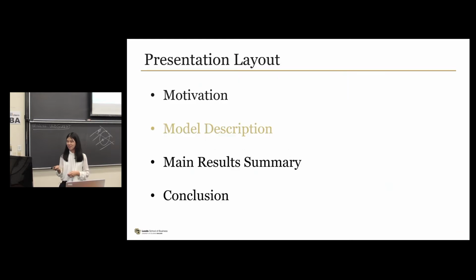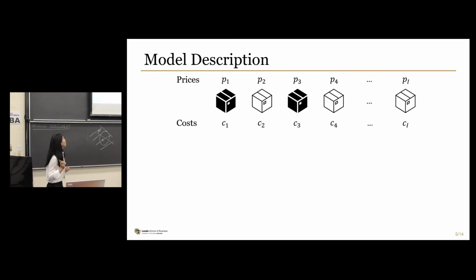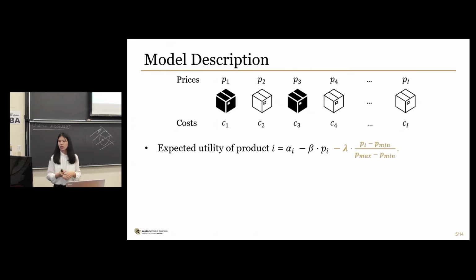Let me continue the model description. In our model, we consider several products, several items, and then we can get the expression of the expected utility of product i. Here alpha i is the intrinsic value, the negative beta times p i measures the price effect, and the third part is our price range effect. Again, you can see that the lowest price and the highest price can affect the expected utility of any product in the assortment.